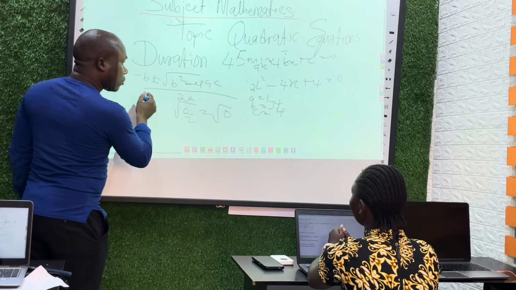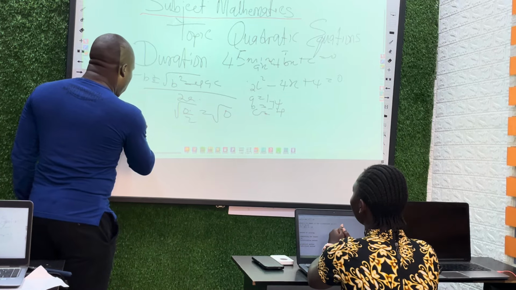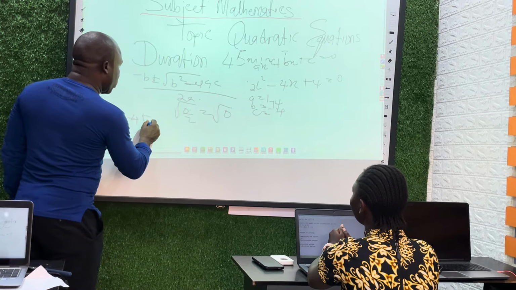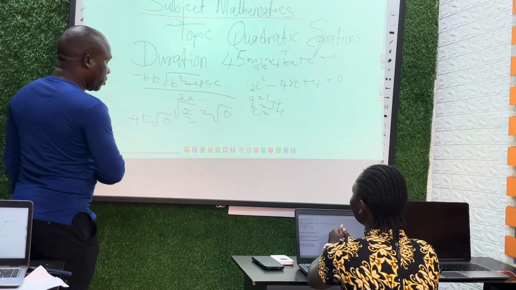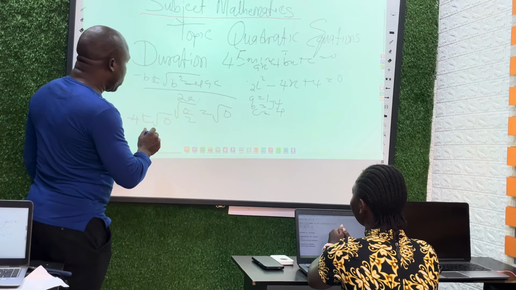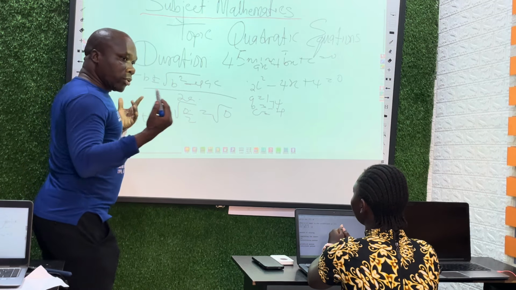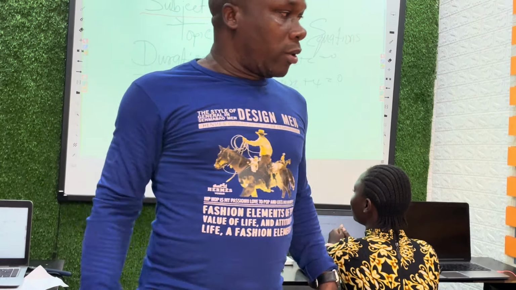So it will be minus b, and b is minus 4. 4 plus or minus the square root of 0. Are we correct? Yes. There's something I want somebody to check, if that's okay.